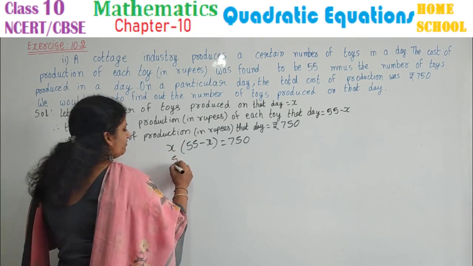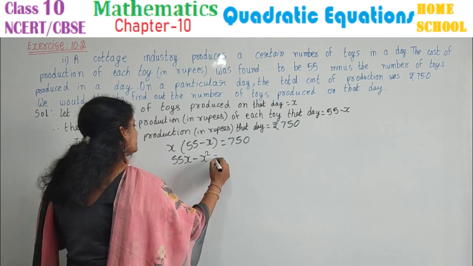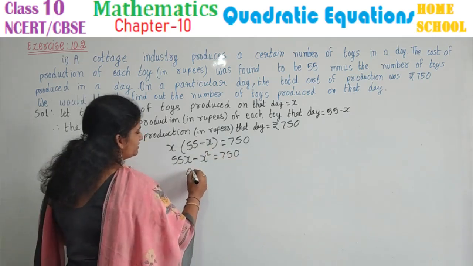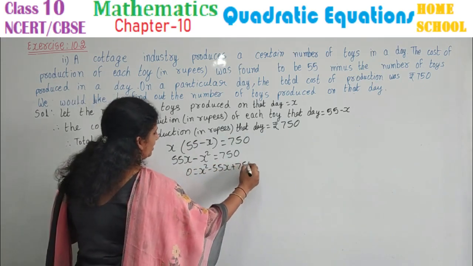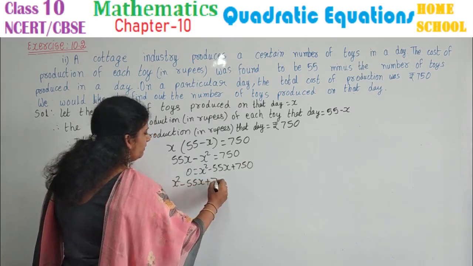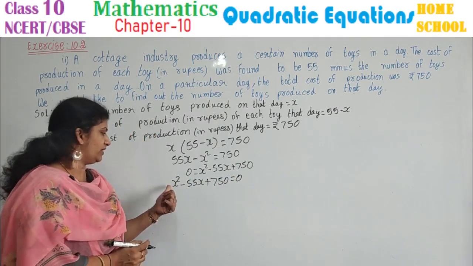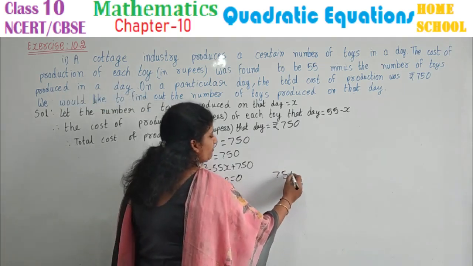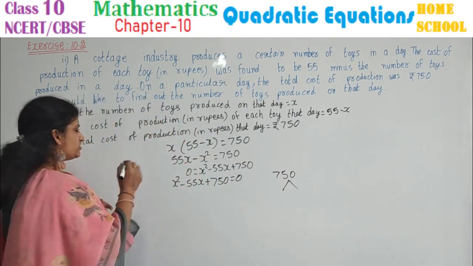x into 55 is 55x, minus x into x is x square, equal to 750. Now take the full set to that side: 0 equal to x square minus 55x plus 750. Reversing, x square minus 55x plus 750 equal to 0. Now start factorizing. 1 into 750. You need to take the factors of 750 in such a way that you get minus 55.